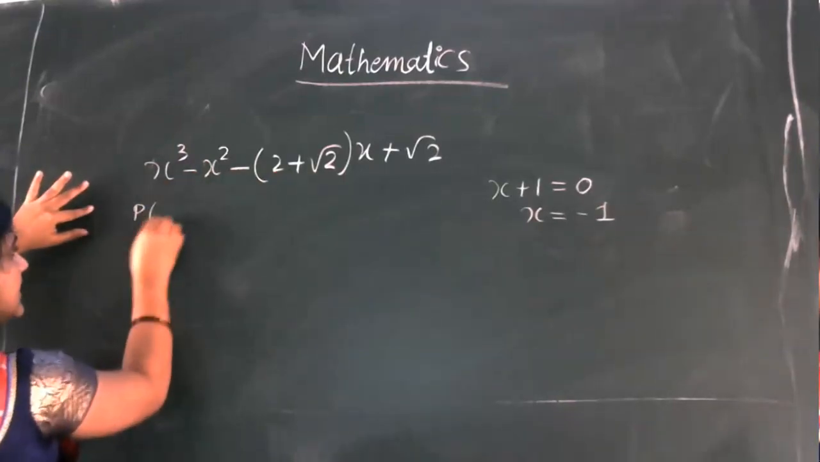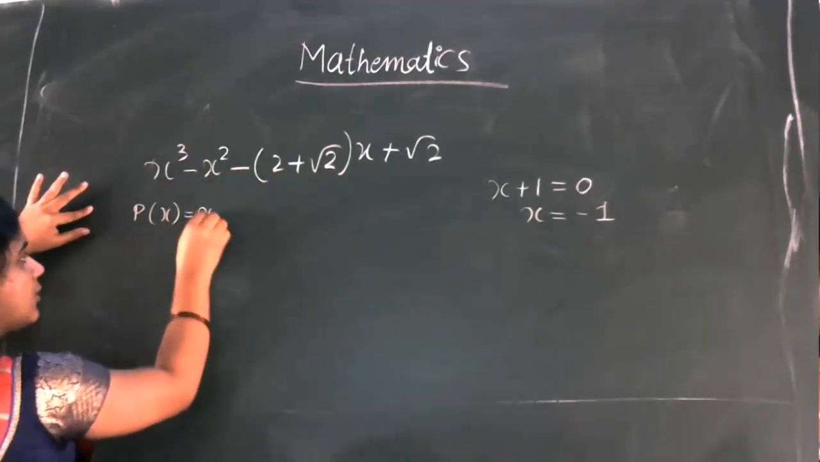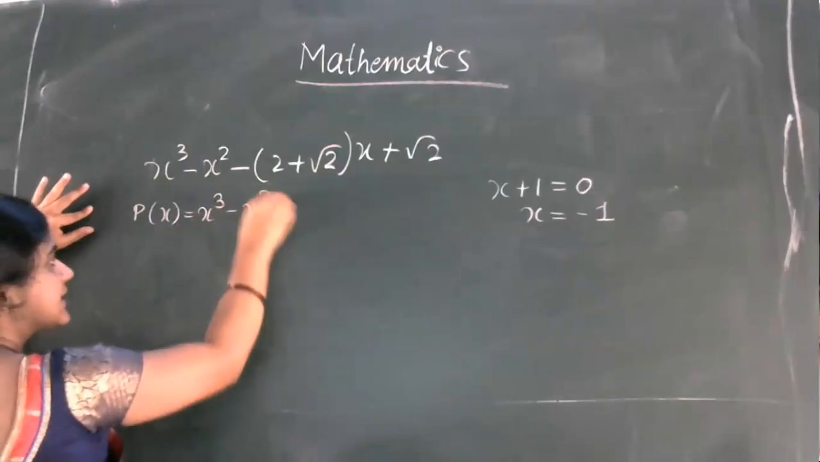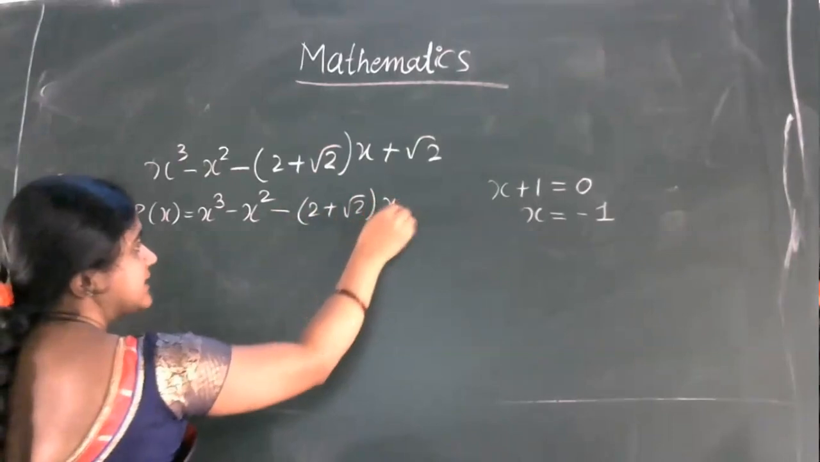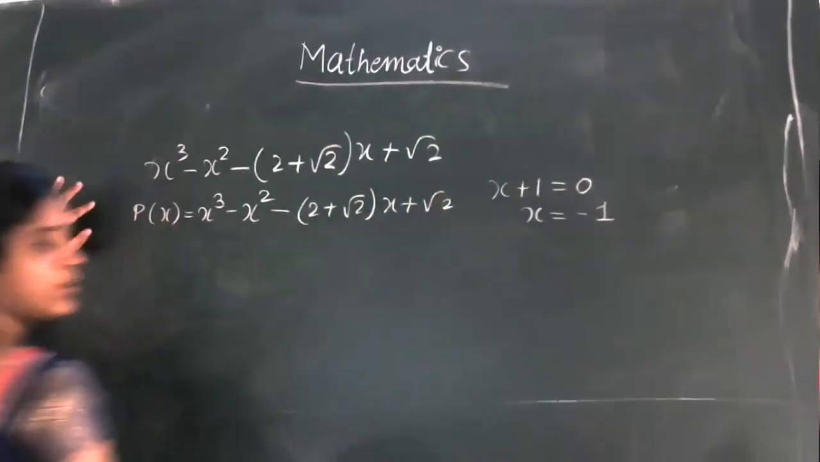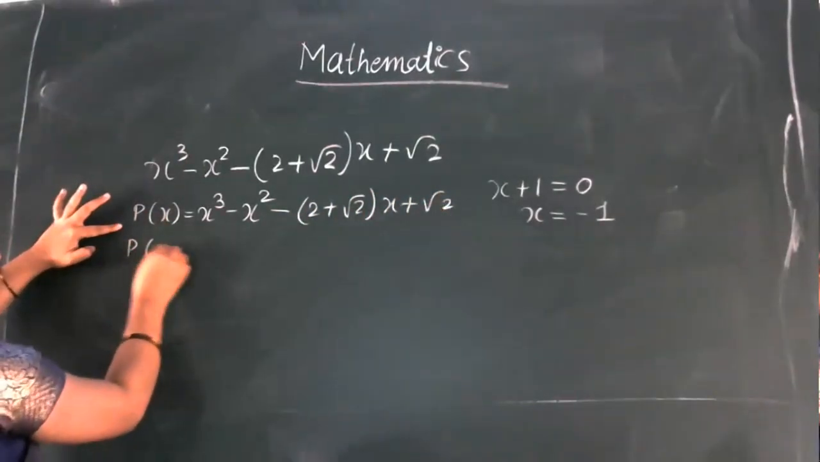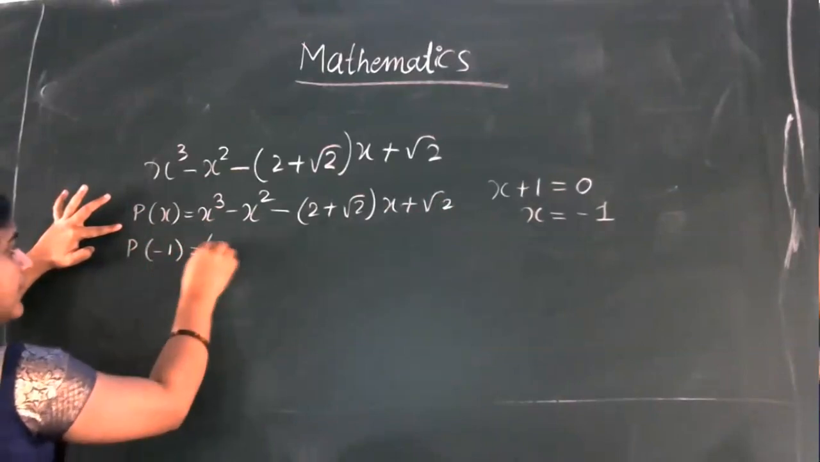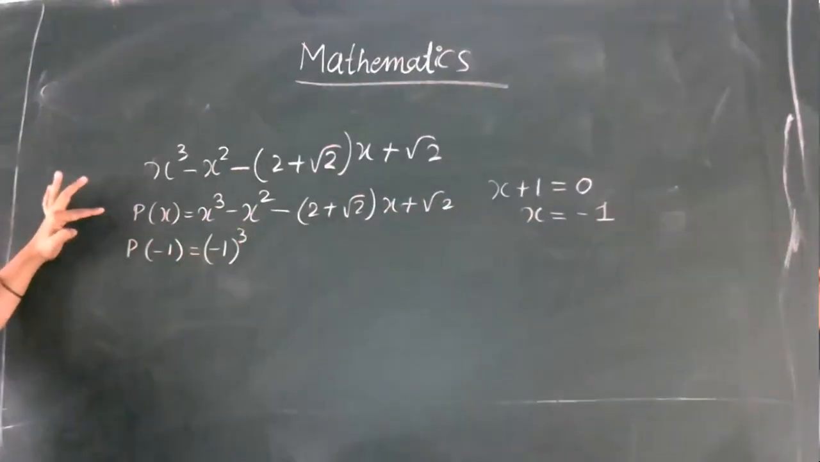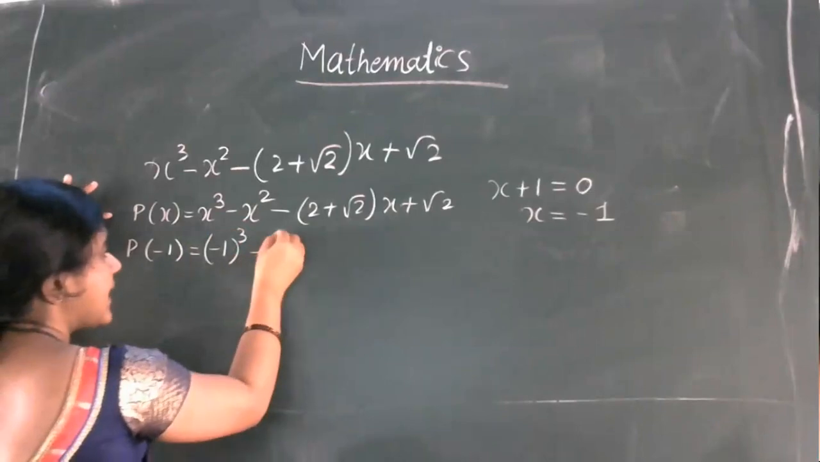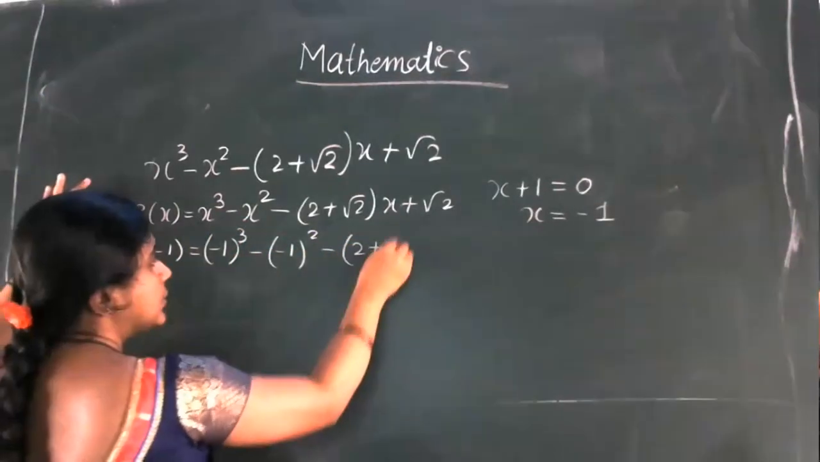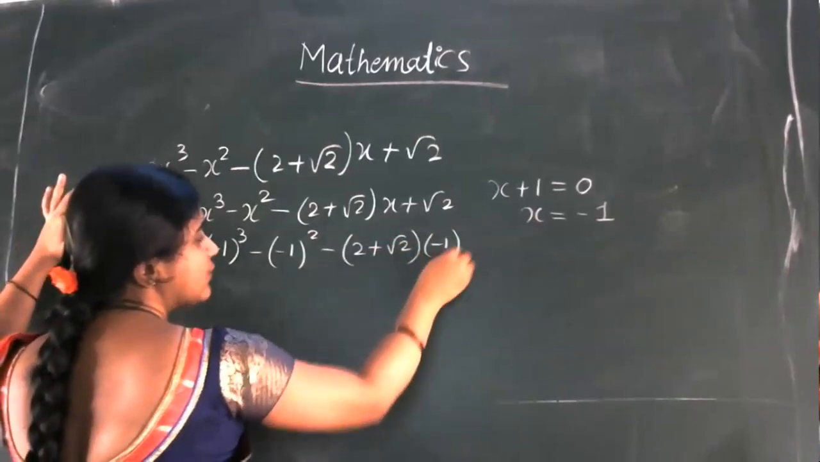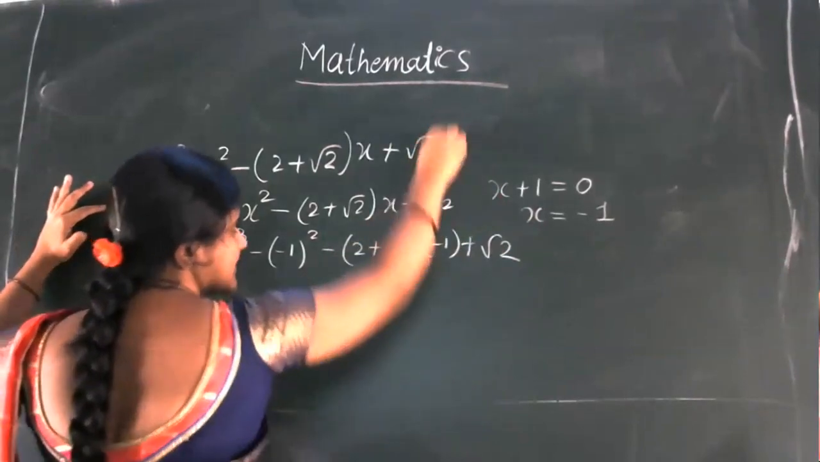Write it in the standard form. P of x is equal to x cube minus x square minus (2 plus root 2) x plus root 2. Then P of minus 1 is equal to, in place of x substitute minus 1: minus 1 cube minus minus 1 square minus (2 plus root 2) into minus 1 plus root 2. Yes, I got the idea, Swasti.